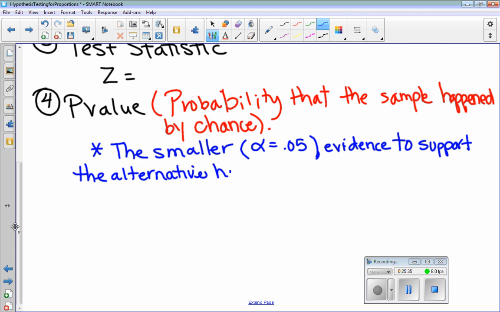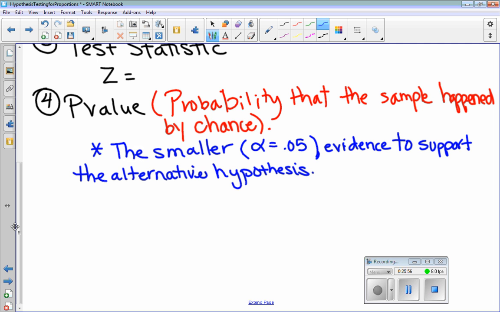Now, I'm going to write this down and then I'm going to cross it out. And I want you to do the same. So write it down and get ready to cross it out. We never say we support the alternative. And this is what bio does that they shouldn't do.